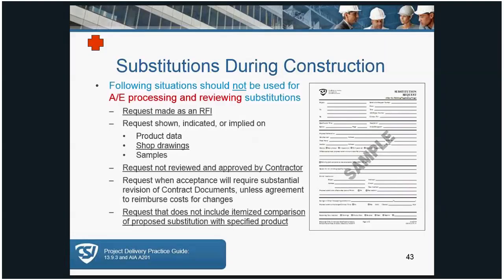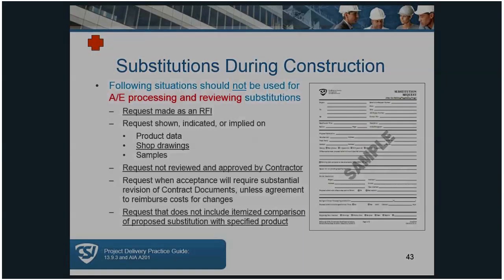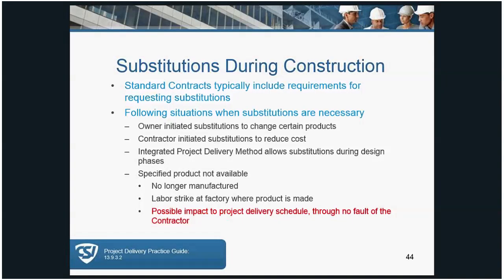Again, if you have a substitution procedure, it should include a comparison of the substitution and the specified product, and that's important for you to make sure that that's in place. Next. Again, there may be reasons for when substitutions are necessary. If you have a product that's not available or it's going to affect the product delivery schedule, products may change, the model number may have changed. So those are good examples of when that will occur. Next slide.